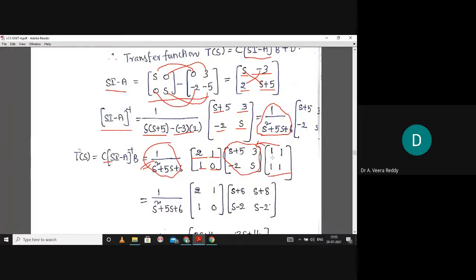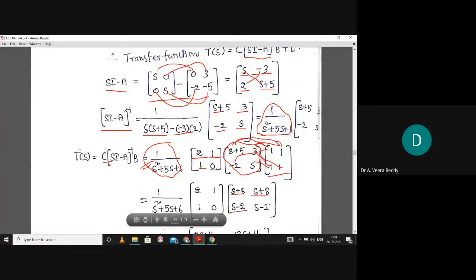Then you can start multiplying from this right side. This is a 2 by 2 matrix and this is a 2 by 2 matrix. If you multiply both, the resultant matrix is again a 2 by 2 matrix. So 1 into s plus 5 plus 1 into 3, I will get s plus 8. Next, 1 into s plus 5 plus 1 into 3, we'll get s plus 8 again. So both row elements are the same, s plus 8, s plus 8.